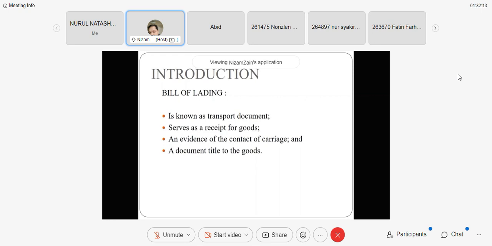It's important. Did you learn law of carriage? You learned it, right? Law of carriage. Did you take it, Ain? Did you take law of carriage? Law of contract? There's no law of contract.